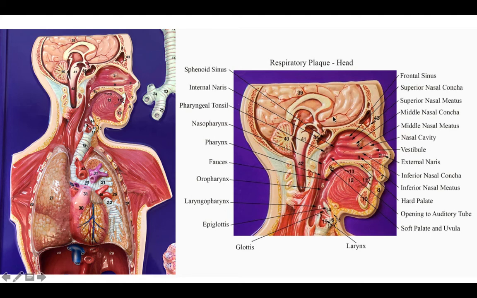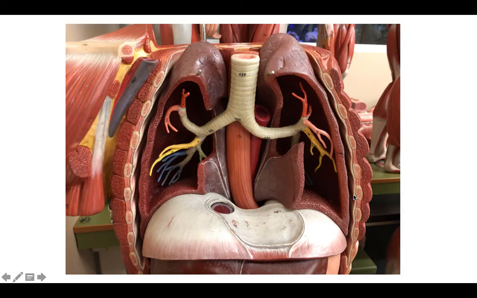Here's just another image of everything that we just talked about. If you want to see those structures, I'm going to post this PowerPoint. You can see those structures just in a slightly different model here. So your trachea is what we call your windpipe. That's going to carry the air between the larynx and what we call the bronchial tree. As the trachea comes down here, it's going to branch into the bronchial tree.